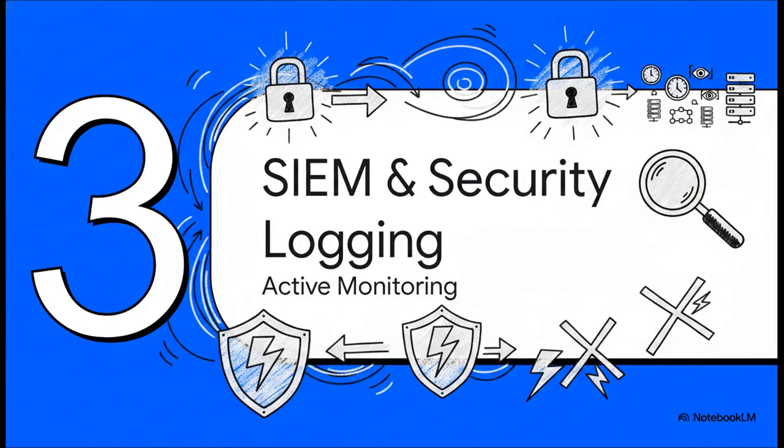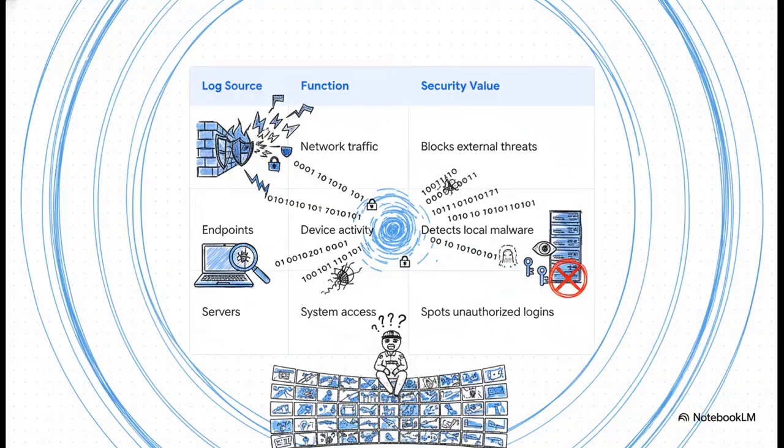All right, Section 3, SIEM and security logging. Time for active monitoring. So the crucial takeaway here is that every single device on your network is constantly generating log data. Firewalls are logging network traffic and blocking external threats. Endpoints, like employee laptops, are logging device activity and detecting local malware. Servers are logging system access and spotting unauthorized logins.